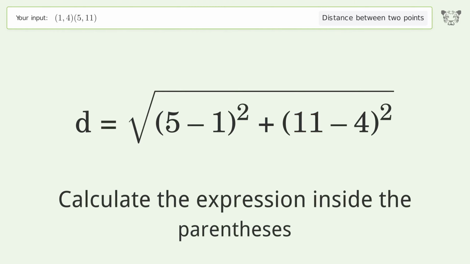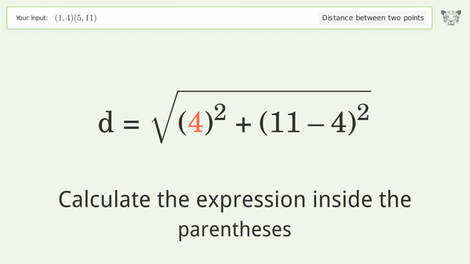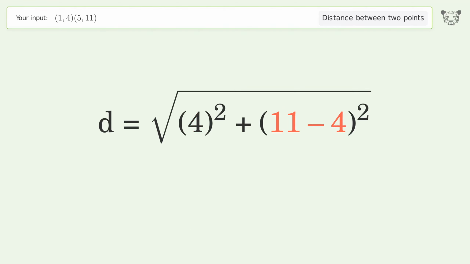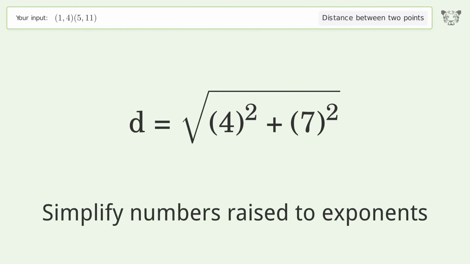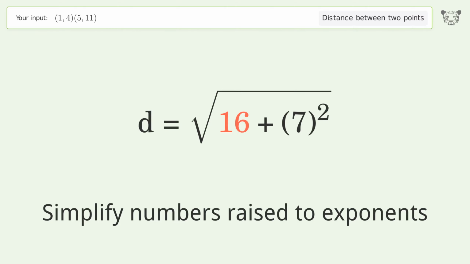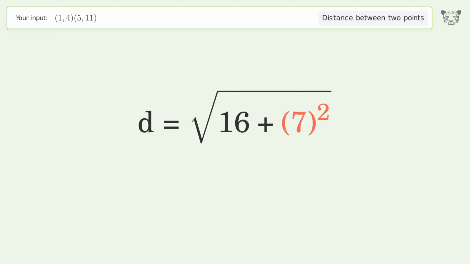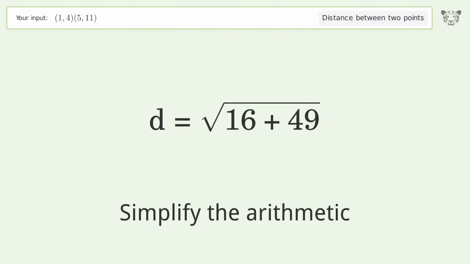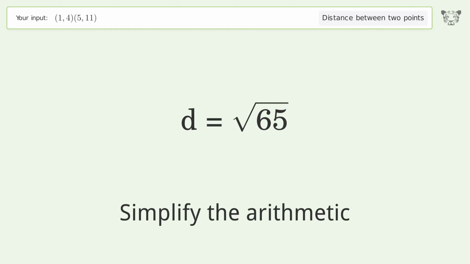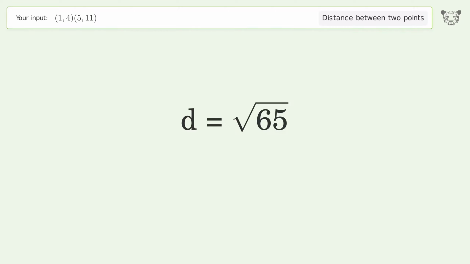Calculate the expression inside the parentheses. Simplify numbers raised to exponents. Simplify the arithmetic. And so the distance between the 2 points is the square root of 65, or 8.062.